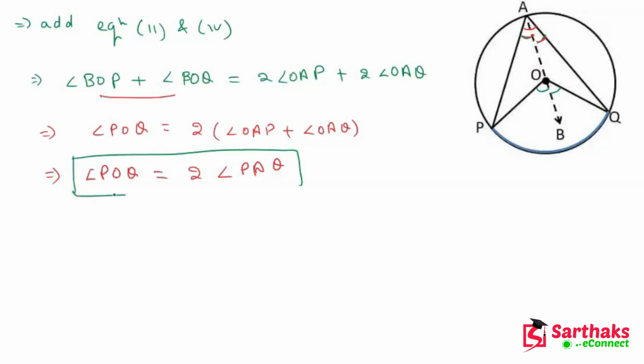So this is the required result. I hope you understand these things. So we can write, hence proved. We can say that the angle subtended by an arc at the center is double the angle subtended by it at any of the remaining part of the circle. So my dear friends, I hope you understand these things. Yes, so now let's solve the second case.